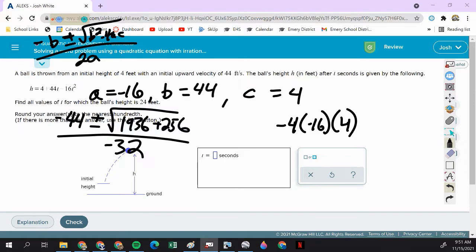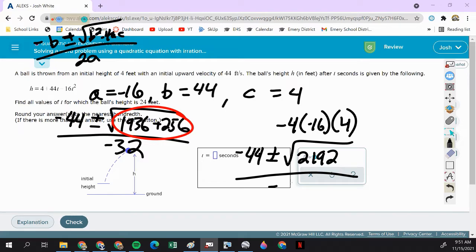Okay? Now, I need to figure out what that is. Pull out my calculator. 1936 plus 256 is 2192. So negative 44 plus or minus the square root of 2192 over negative 32.